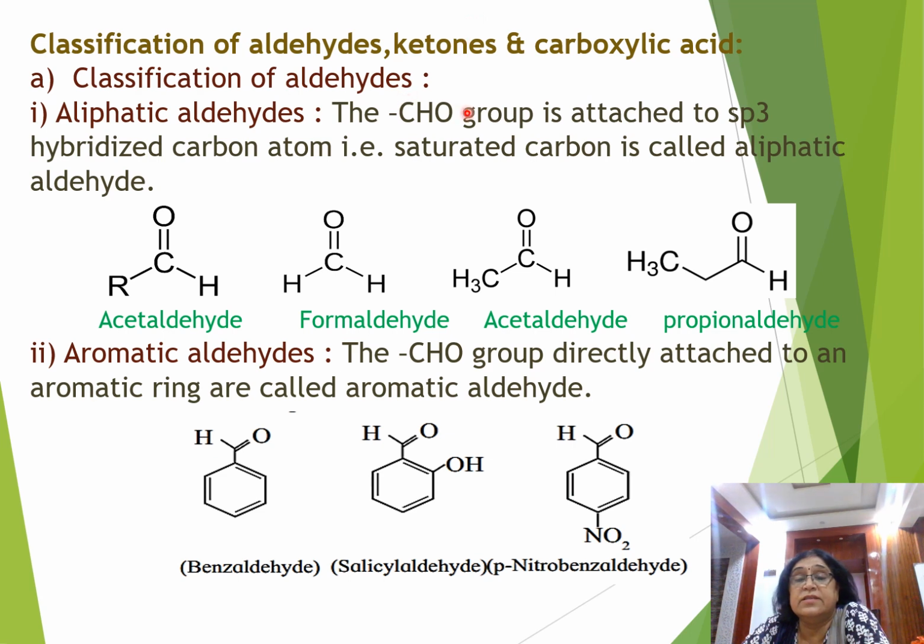Now classification of aldehydes, ketones and carboxylic acids. Classification of aldehydes. When the CHO group is attached to an sp3 hybridized, saturated carbon, it is called an aliphatic aldehyde. But when the CHO group is attached to the aromatic ring, you call it an aromatic aldehyde. Examples of aliphatic aldehydes are formaldehyde, HCHO, acetaldehyde, CH3CHO, propionaldehyde, CH3CH2CHO. Examples of aromatic aldehydes are benzaldehyde, salicylaldehyde, nitrobenzaldehyde.